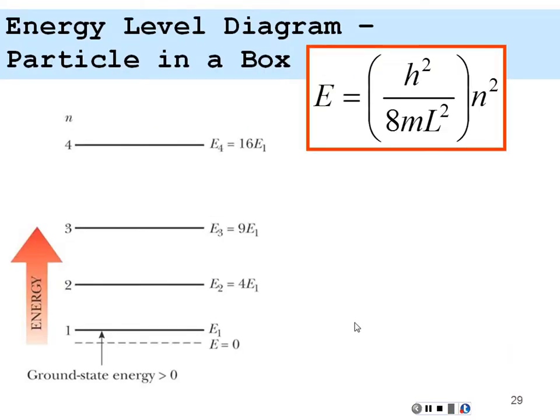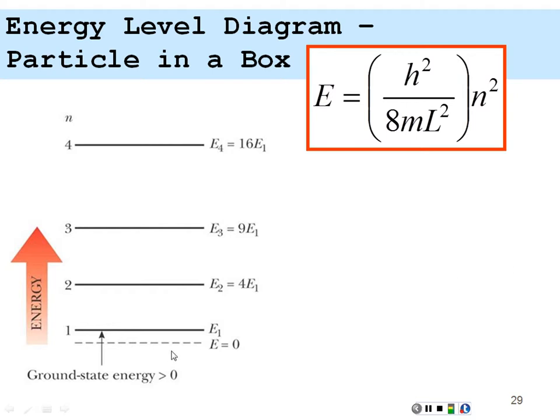For a particle in a box, then, the energy is equal to h squared over 8mL squared, which is a constant, times n squared. Energy levels are going to go up as our integer squared. First energy level with integer 1. The next one with integer 2 will be 4 times that. Next one with integer 3 will be 9 times that. Next one will be 16 times that, and so forth and so on, going as the square of those integers.